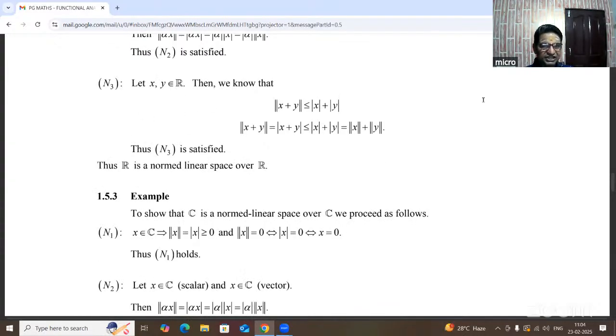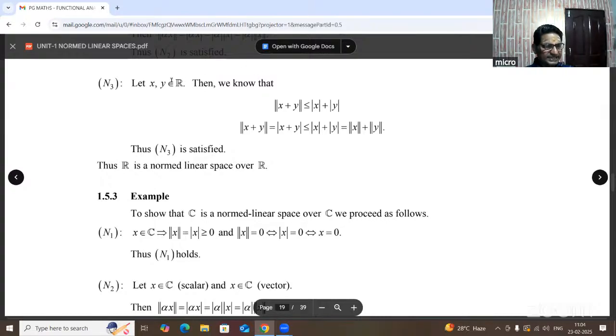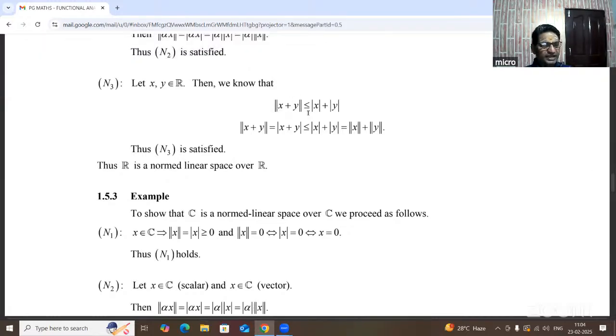Now what is the third condition? Here x and y are any two real numbers. From the triangle inequality it follows that norm x plus y cannot exceed mod x plus mod y. So we can write norm x plus y equal to mod x plus y, from the given condition, less than or equal to mod x plus mod y, the sum of the individual moduli. Mod x means norm x, mod y means norm y. So N3 is also satisfied: norm x plus y less than or equal to norm x plus norm y.